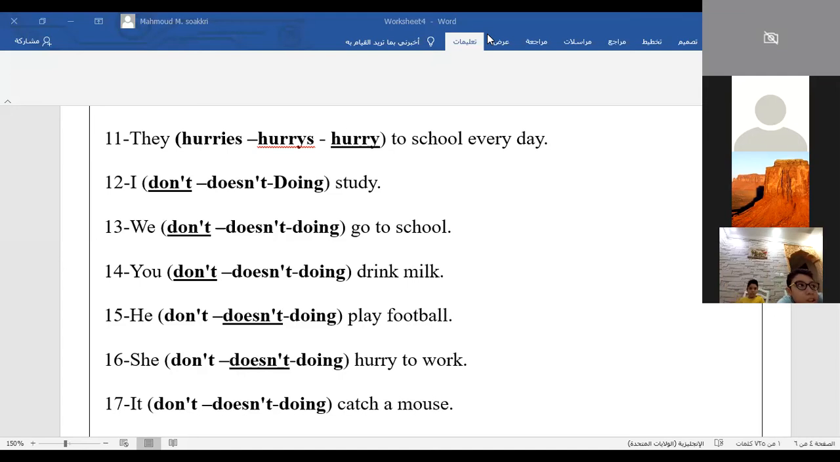Mazen, you don't have a microphone. Add your microphone, please, Mazen.